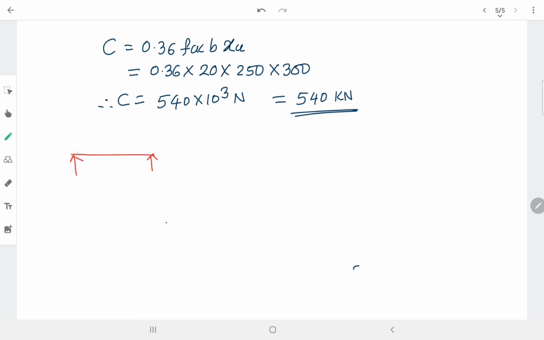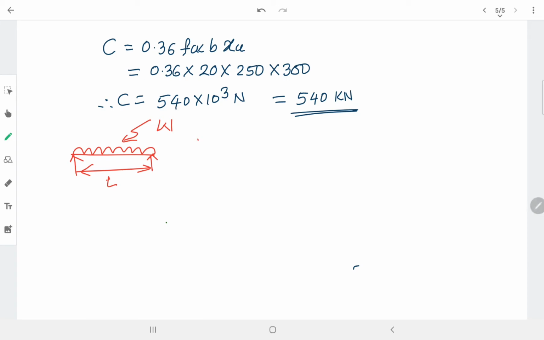the moment on a simply supported beam. This is the load and this is the span. This is L, already he has given the value of L. So you need to find out this one.